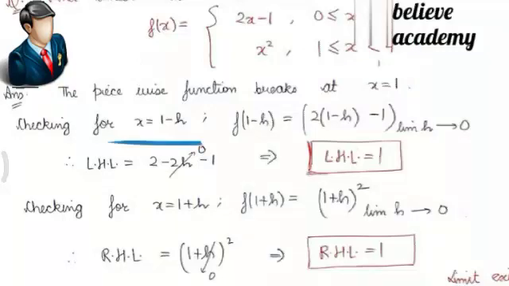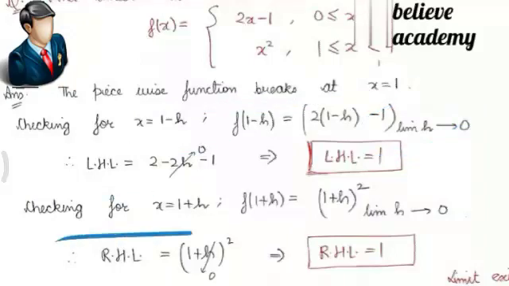So f of 1 minus h would be equal to 2 into 1 minus h minus 1, limit h tends to 0. Left hand limit would be equal to 2 minus 2h minus 1, and h tends to 0, so that can basically be taken to be equal to 0. So we get the value of the left hand limit to be equal to 1. Okay, in the examination obviously you will be directly going on from this point to this point. Okay, these definitions I've just written for you to understand.